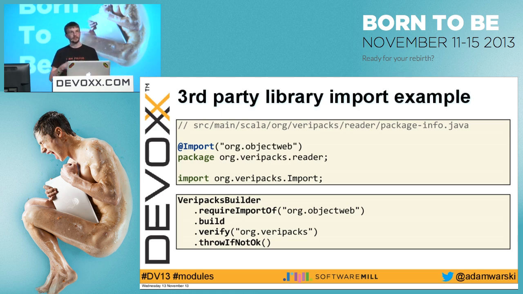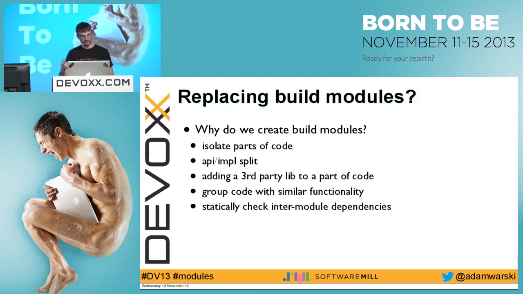And so here you also have an example of how we can annotate packages in Java. You create a package info file and do the imports there. So when you want to run it, you have to specify that the org Object Web can be only used if explicitly imported, right? And this brings us to the subject of build modules.